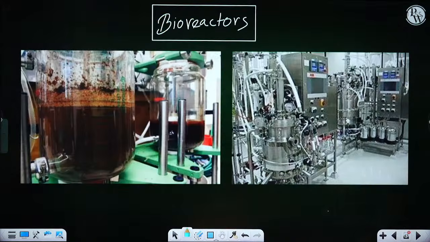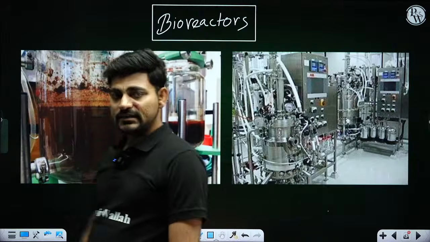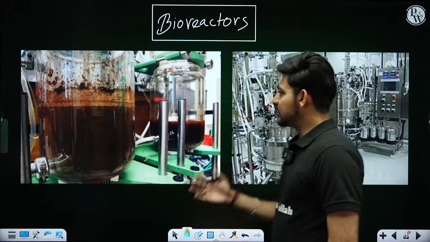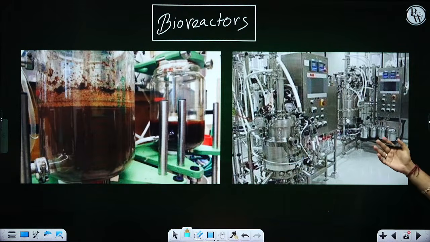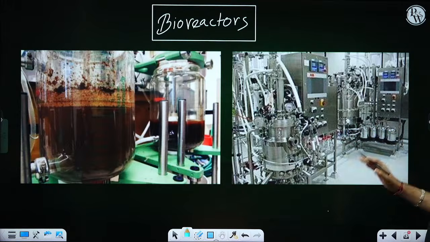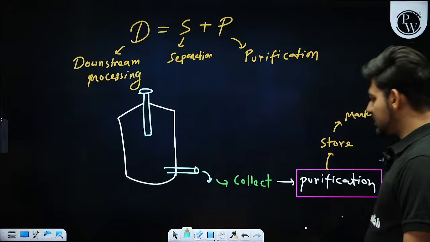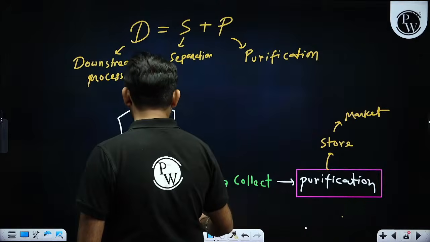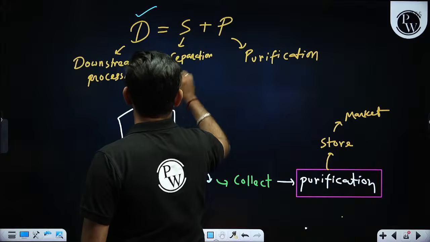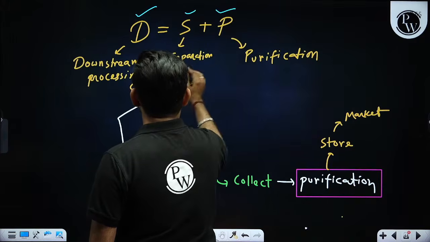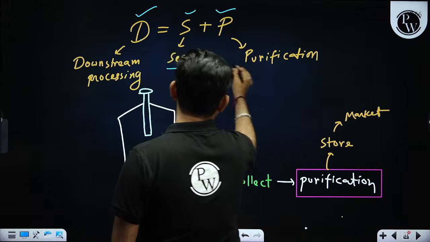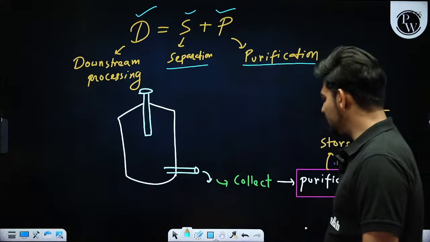Okay. So, this kind of bioreactors are utilized. These are some samples of different kinds of bioreactors used in factories. Now, the next step is downstream processing. So, downstream processing means DSP. Remember, downstream processing means separation and purification of the product.